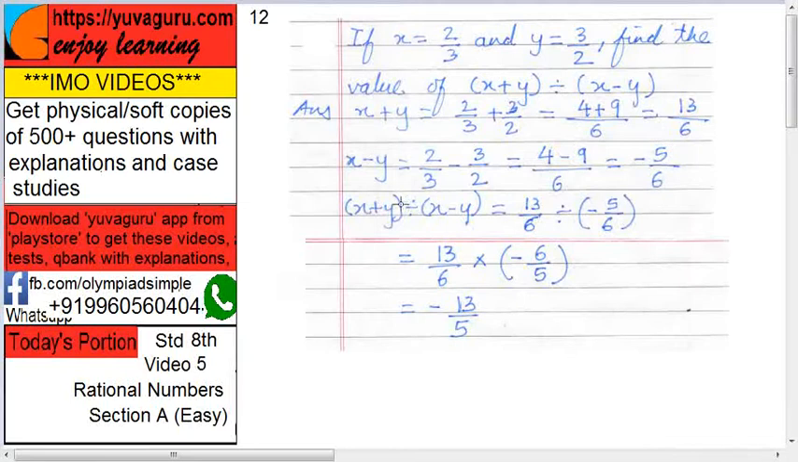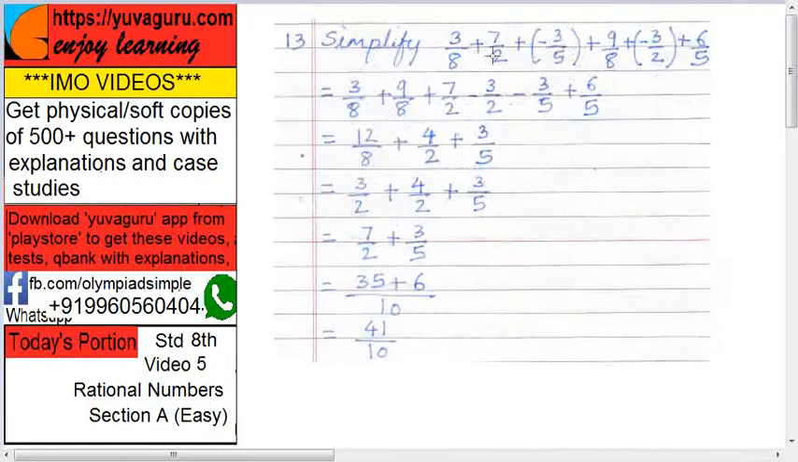Now what we want? (x plus y) divided by (x minus y). So 13 by 6 divided by minus 5 by 6. This division becomes multiplication and these numbers get reversed. So 13 by 6 into minus 6 by 5, right? Getting it? Then cancel this. It becomes minus 13 by 5. That is the answer.